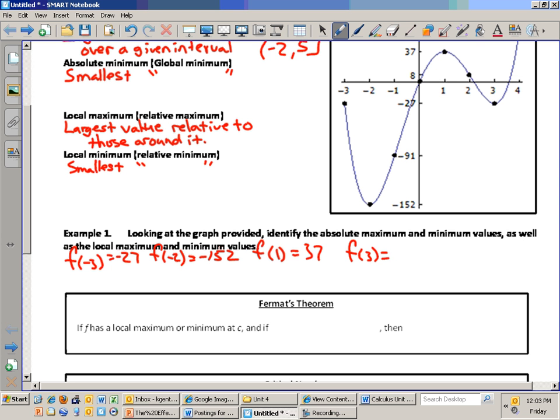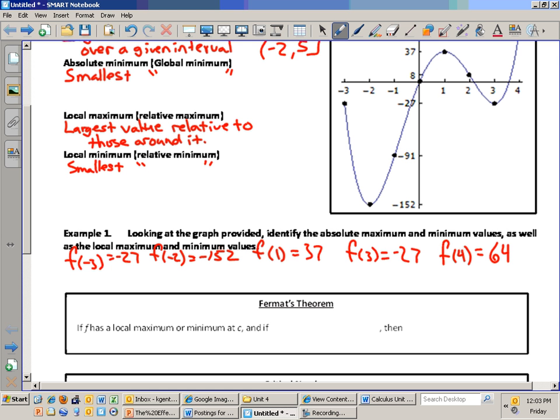No, f of 2 really isn't that interesting. But f of 3 is. What's f of 3? -27. And then f of 4 is 64. So those are the interesting points. I'll show you why in a second.